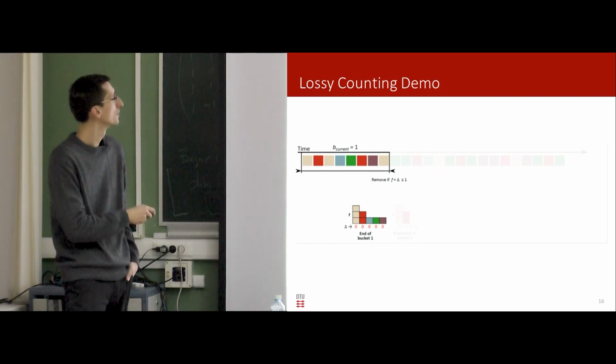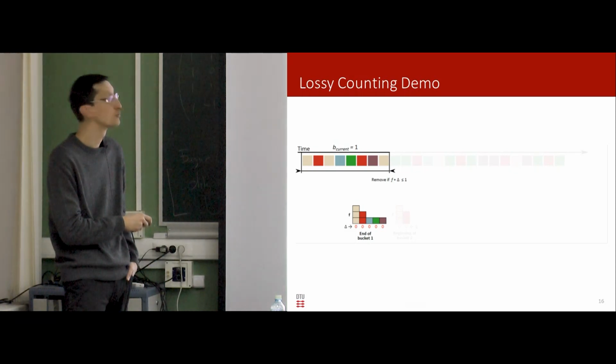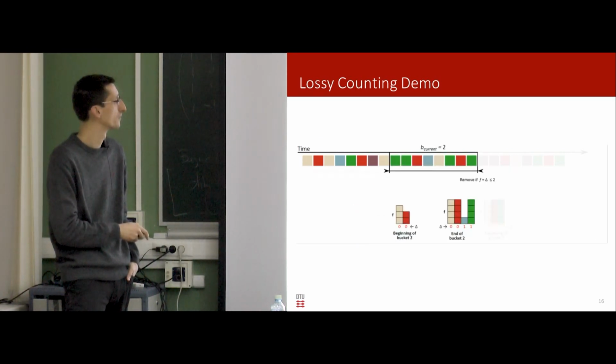Okay? So once we reach the end of the first virtual bucket, we have to remove the elements which satisfy this inequality. Since delta is 0 for all of them, we just have to remove the elements with frequency lower than or equal to 1. So we have to remove these 3 elements here. So this is the situation at the beginning of the second bucket.